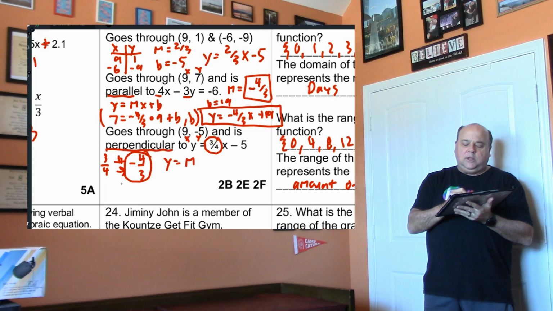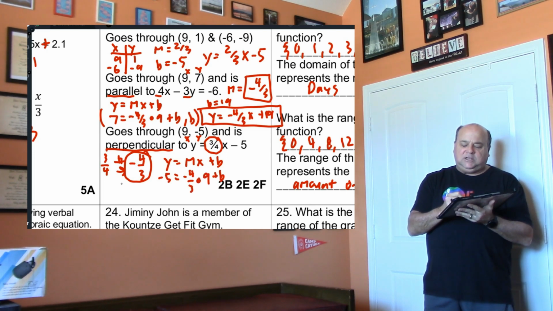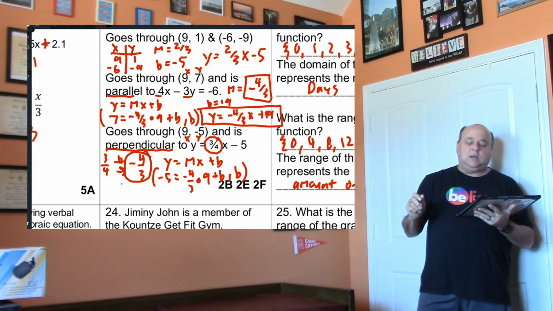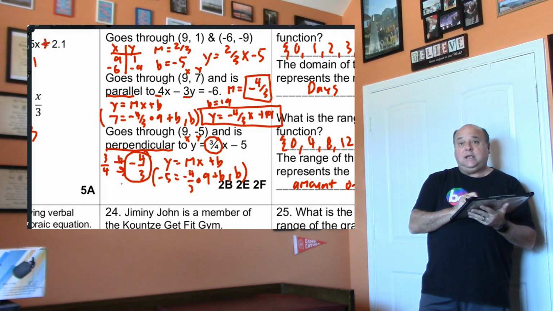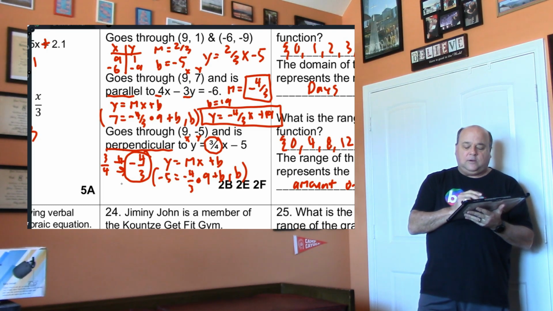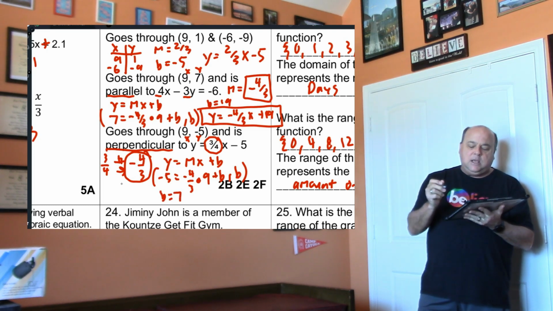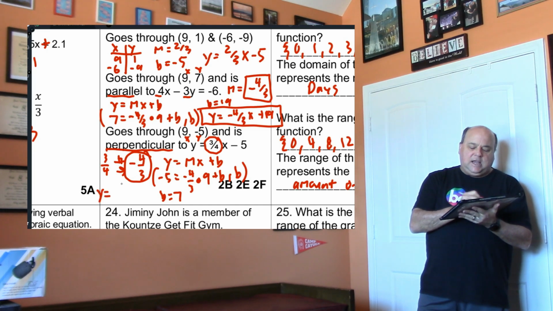Write down y equals mx plus b. My y is -5. My m is -4/3 times my x is 9 plus b. I'm going to put that into InSolve. To save time, I'm going to do this in my brain. 36 divided by 3 is 12, minus 12, add 12, so b is going to end up being 7. So our equation would be y equals -4/3x plus 7.